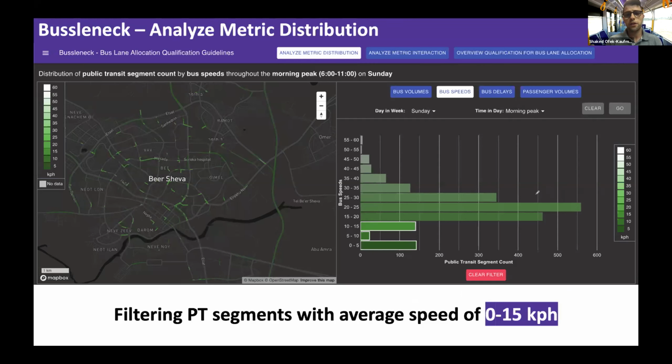In this screen, the user is able to analyze each and every metric separately to view its spatial distribution, temporal distribution, and quantitative distribution. For example, in this screen, the user filtered all the public transit segments that carry buses that drive between 0 and 15 kilometers per hour on average during Sundays at morning peak times. We can also see the distribution of these segments on the map. The user can analyze bus volumes, bus speeds, bus delays, and passenger volumes separately.